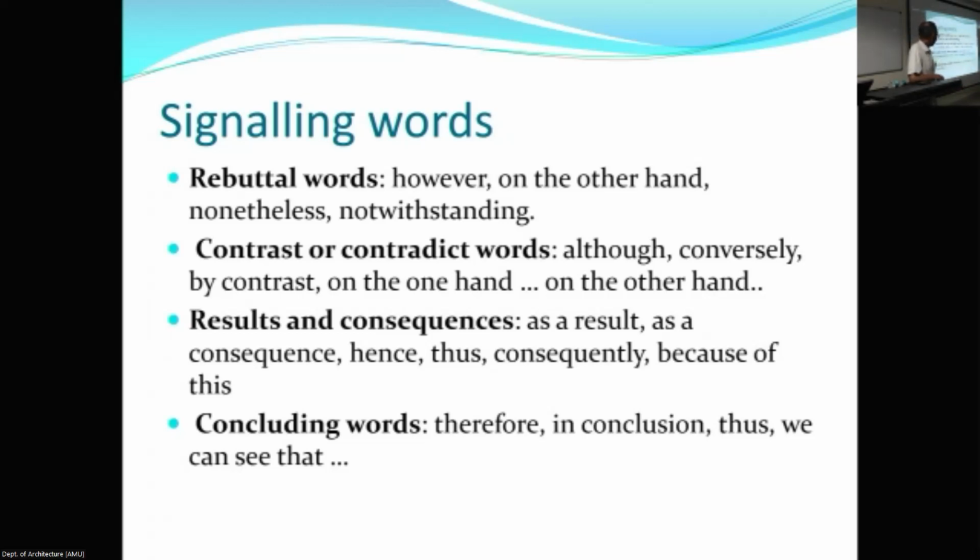For consequence: as a result, therefore, in conclusion, in summary, we can conclude. All these words are there, and one should use them profusely when you are writing a literature review, isn't it? When you are reporting it, paraphrasing.